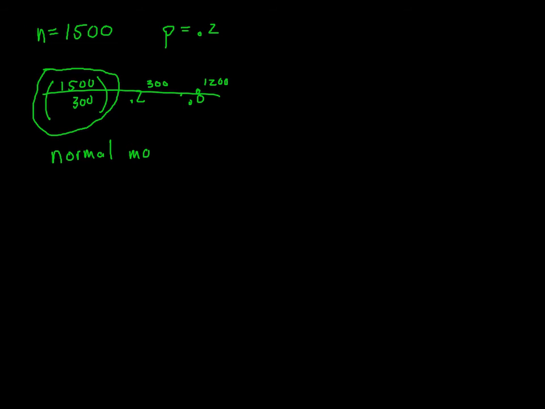Now, how could I transfer to use the normal model? Well, there's a couple things that I have to have. First, I have to have at least 10 successes and 10 failures. So out of those 1,500 M&Ms, I have to have at least 10 red and at least 10 that are not red. And that means 10 or more, 10 or more.